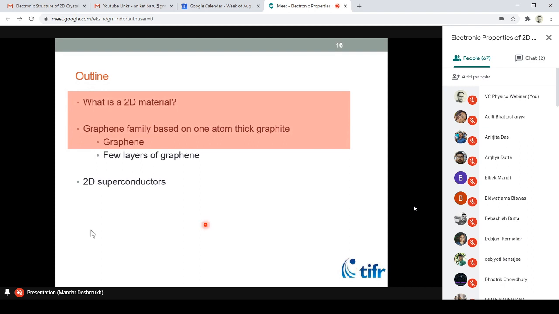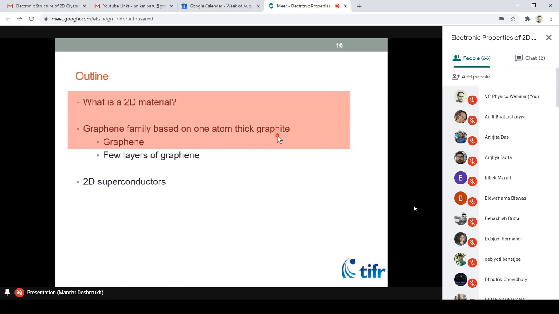But this is what I had shown you earlier. I told you what is a 2D material. I told you about graphene, which is kind of the ultimate example of a two-dimensional material, because it's only 1 atom thick. You cannot make something thinner than 1 atom. Okay, and it automatically also satisfies the requirement that the thickness is smaller than the Fermi wavelength.